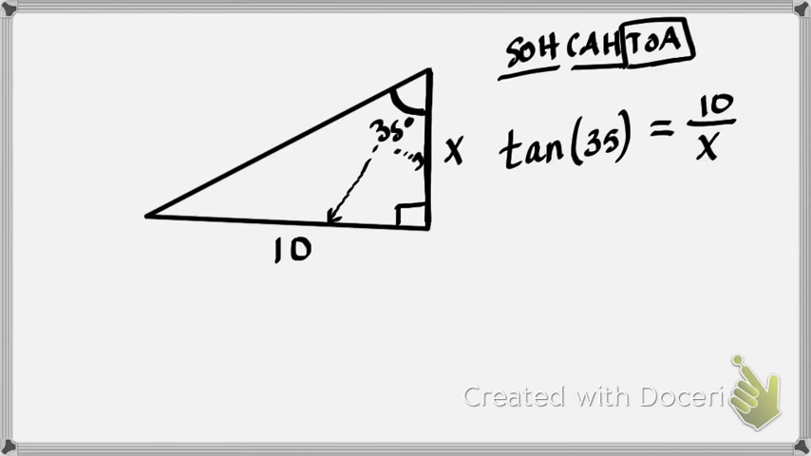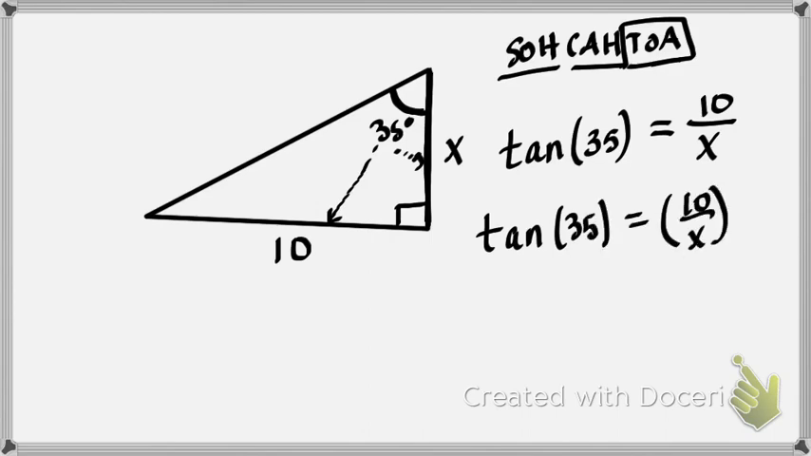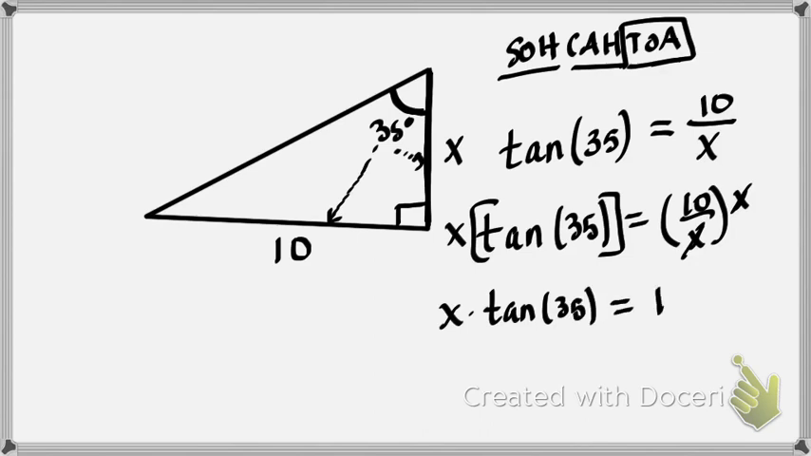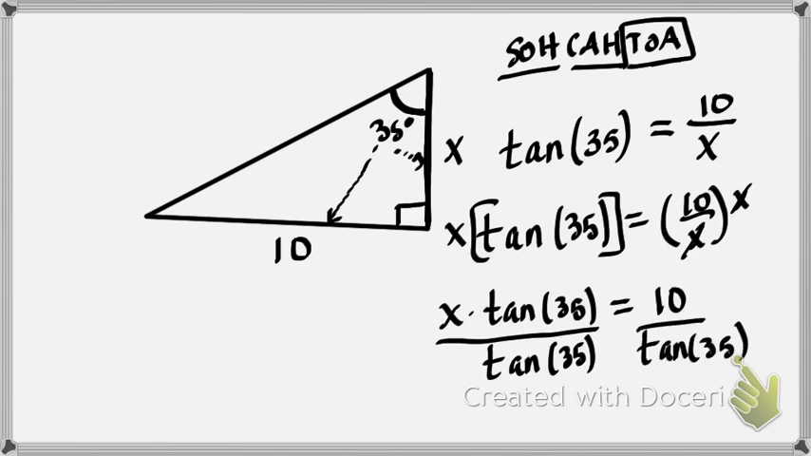And then we would just use the same method to solve for x. Tangent of 35 equals 10 over x. We've got to get that x out of the denominator, so we're going to multiply both sides by x to cancel that out. So we have x times the tangent of 35 is equal to, and all we have left over is 10. At this point, we can just divide both sides by tangent of 35. The tangents of 35 cross out on the left side of the equal sign.